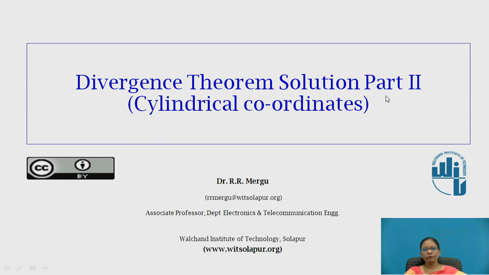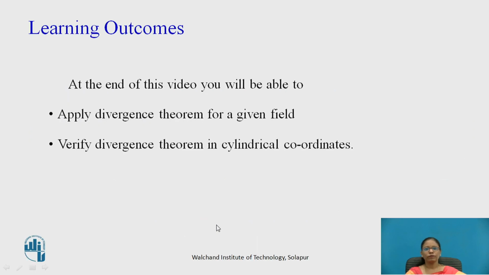In part 1, I have explained the LHS part of divergence theorem. In this part 2, I will be explaining the RHS part of divergence theorem. Here I have taken the case of cylindrical coordinate system in order to explain the divergence theorem solution. Learning outcomes. At the end of this video, you will be able to apply divergence theorem for a given field. You will be able to verify divergence theorem in cylindrical coordinates.